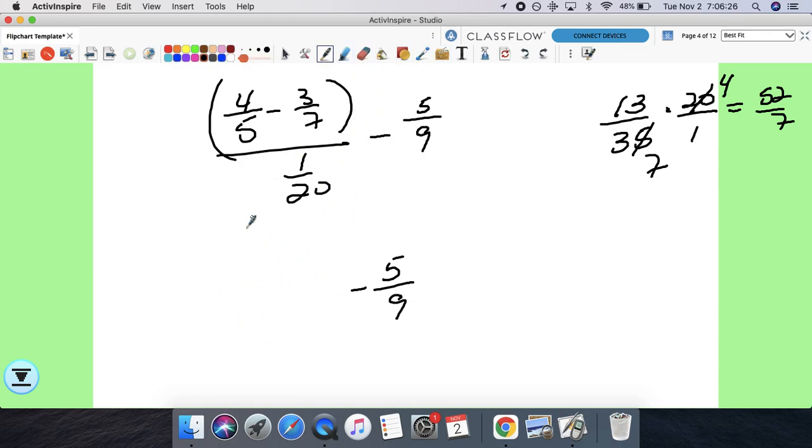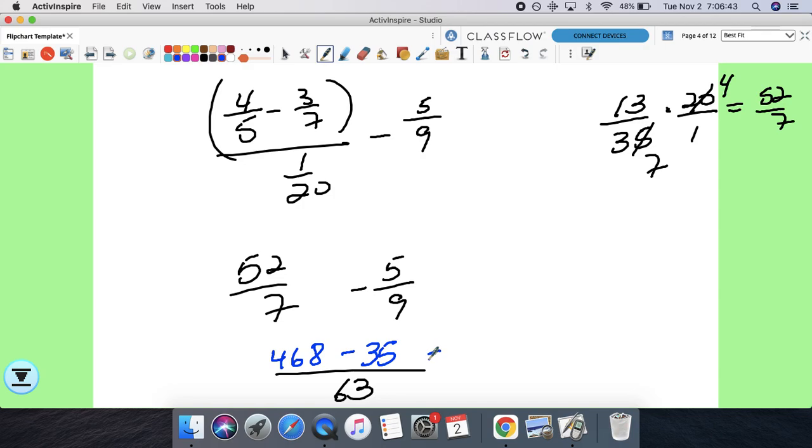Well, not many mistakes I make. 52 over 7 minus 5 over 9 is just a simple subtraction problem. Again, the LCM is going to be 63 for both. So this is going to be 35, and then times 9 is 468. And we get something over 63, 433. Okay, which is, let's see, not divisible by 3, so again, it just becomes a mixed number of whatever that becomes.